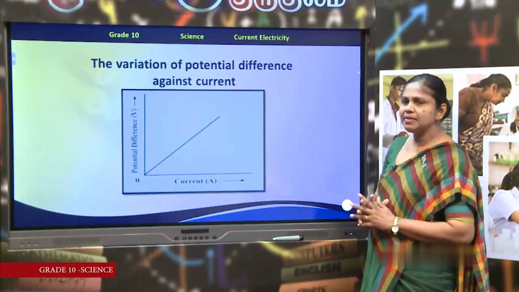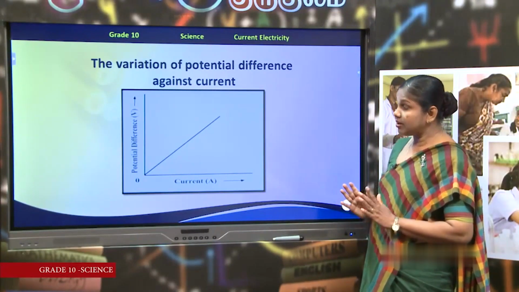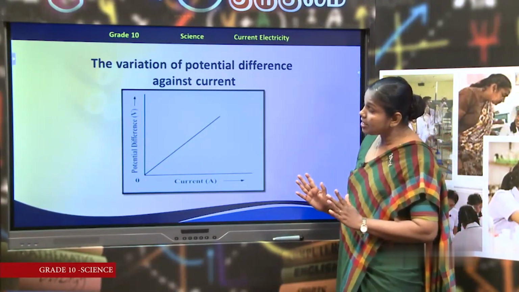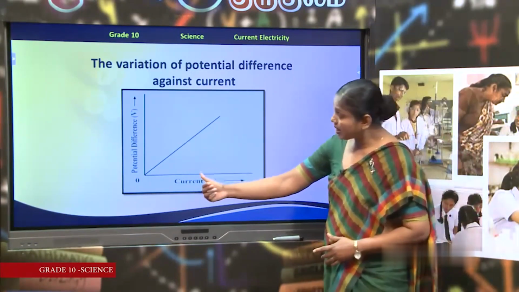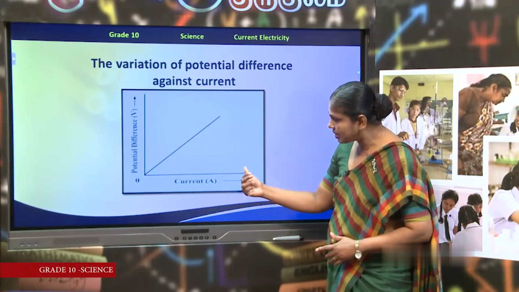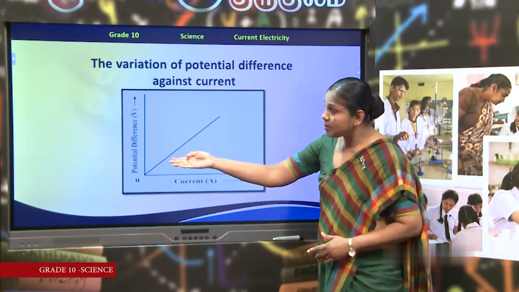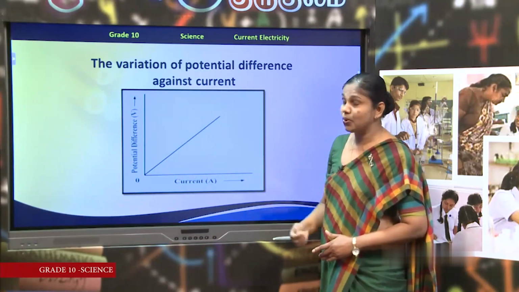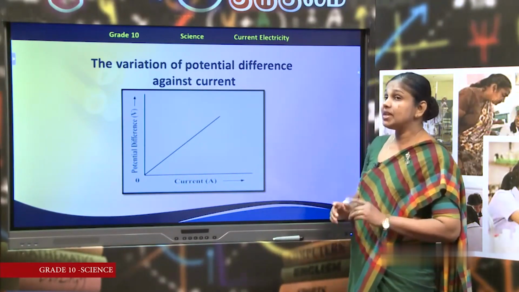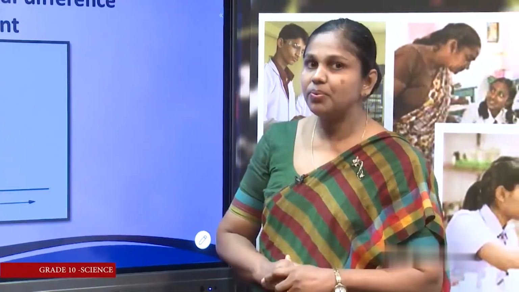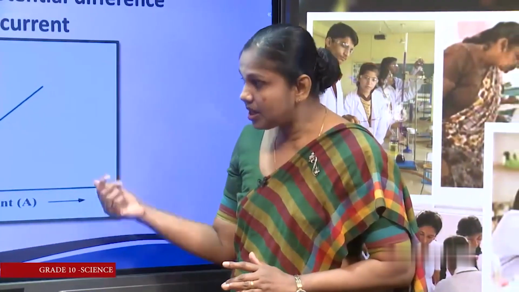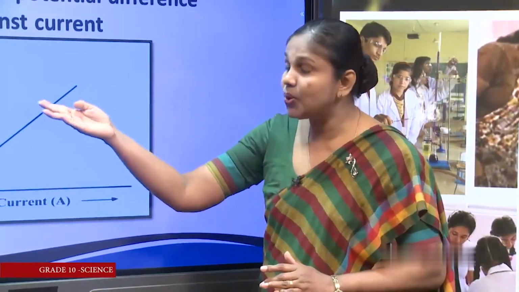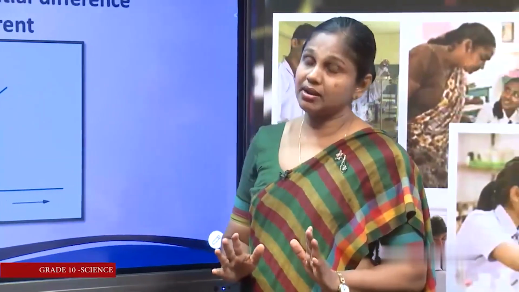What does this graph give, children? This graph gives an idea like this. When the current flow increases, proportionately potential difference too increases. This is the relationship we wanted. Right, children? When the current flow increases, potential difference too increases proportionately.